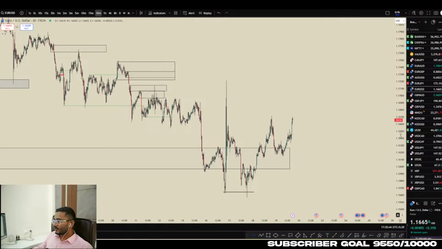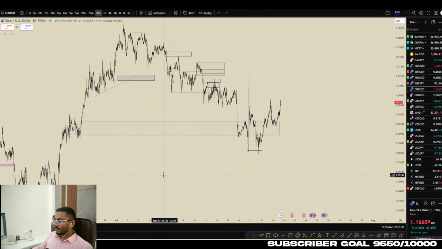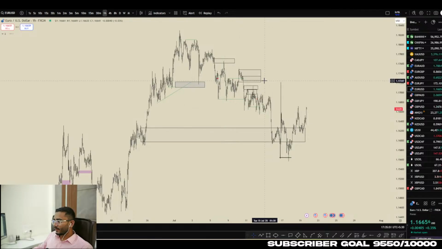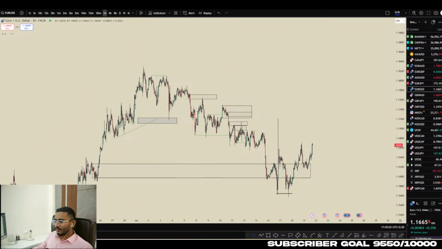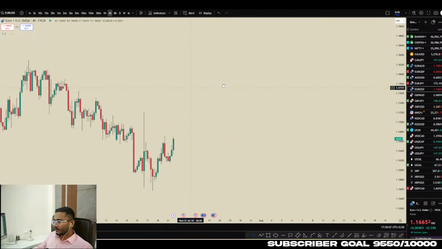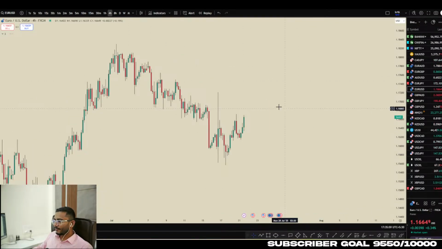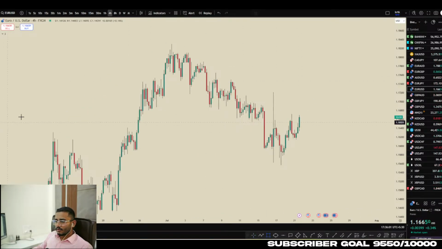Let's look at Euro USD. On Euro USD, the whole structure to the upside is mitigated. Okay, so we can see the whole structure is mitigated. Just by looking at the 4 hour, we can see this candle is mitigated. This structure is mitigated. All the lower time frame structure is mitigated. So price is creating more liquidity to the upside than the downside.